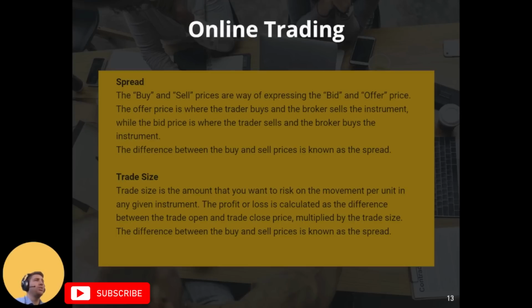Trade size. Trade size is the amount that you want to risk on the movement per unit in any given instrument. The profit or loss is calculated as the difference between trade open and trade close price, multiplied by the trade size.